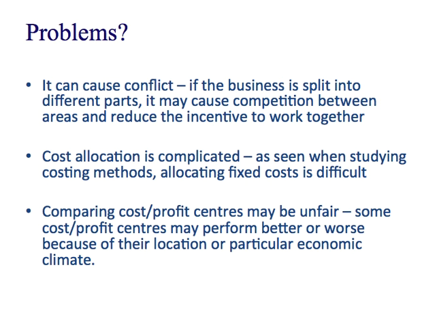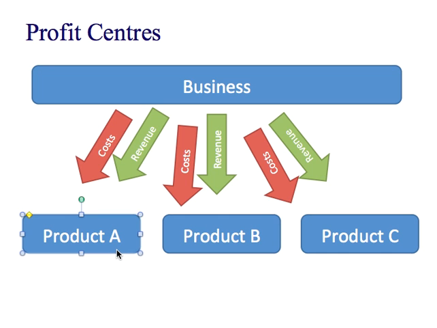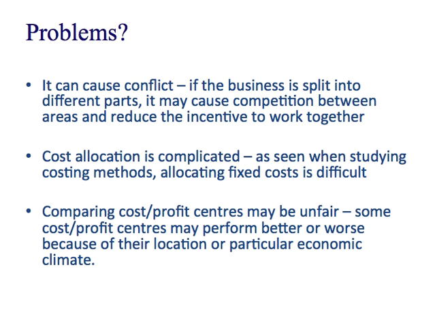But there are some problems as well. It could cause conflict. If you're breaking the business down into these product lines, are the people that work for this product actually cooperating with the people that work for this product? They're all part of the same business, so they should be working together. But if they become too competitive against each other, they may not be aiding each other, sharing resources, those things that make the overall business a lot more profitable and efficient.